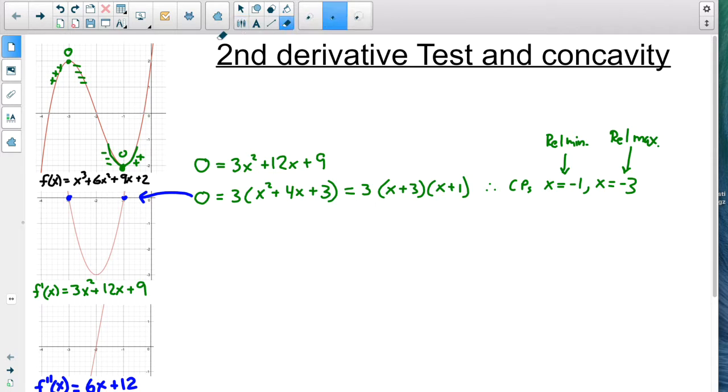Let's go back up to the original function here. And let's talk about two things. Well, first we're going to talk about concavity, okay? Because that's what the second derivative actually tells us. So the graph here is concave down from here to right there, okay? So this is called concave down. You can see it. It's like a bowl upside down.